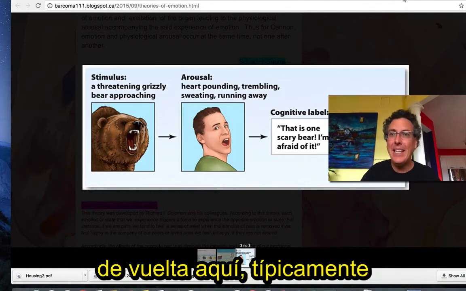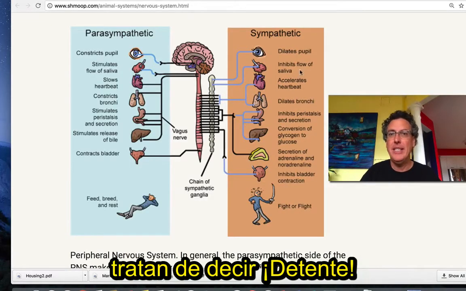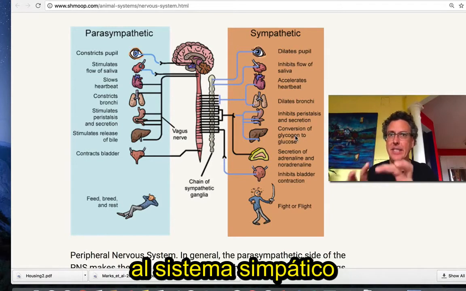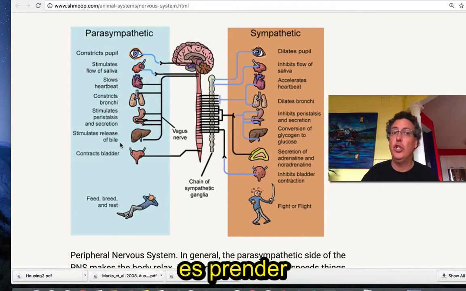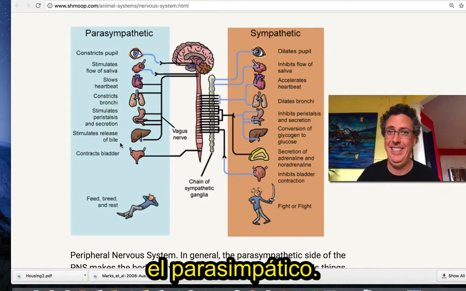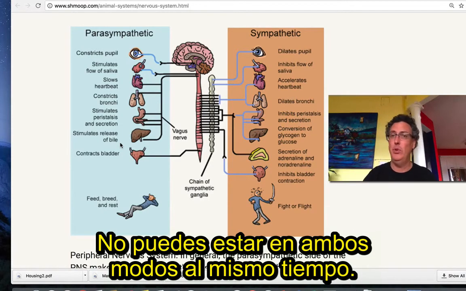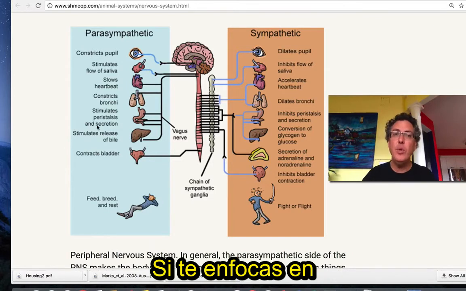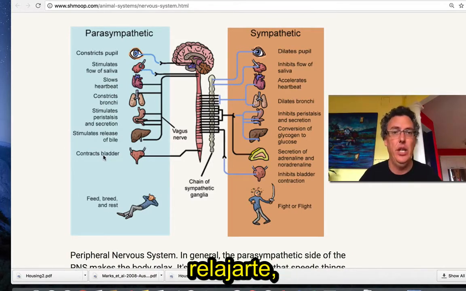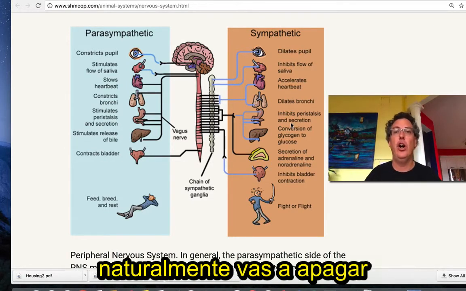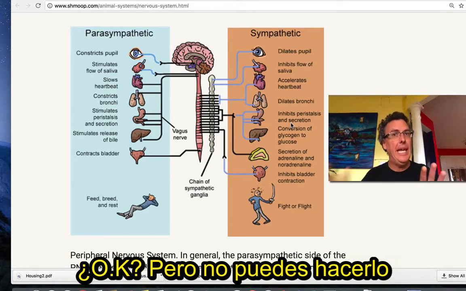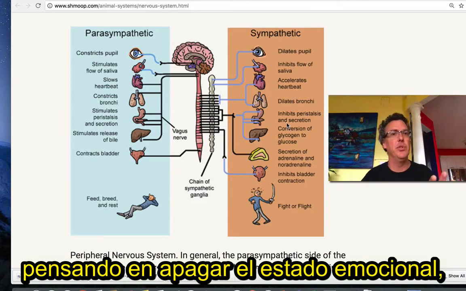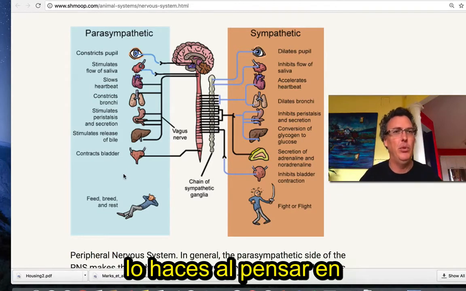If we go back here, they typically try to say, stop the sympathetic system. However, a better thing is to turn on the parasympathetic. You can't be in both modes at once. If you focus on relaxing, you will naturally turn off the emotional state. But you can't do it by thinking about turning off the emotional state. You do it by thinking about relaxing.